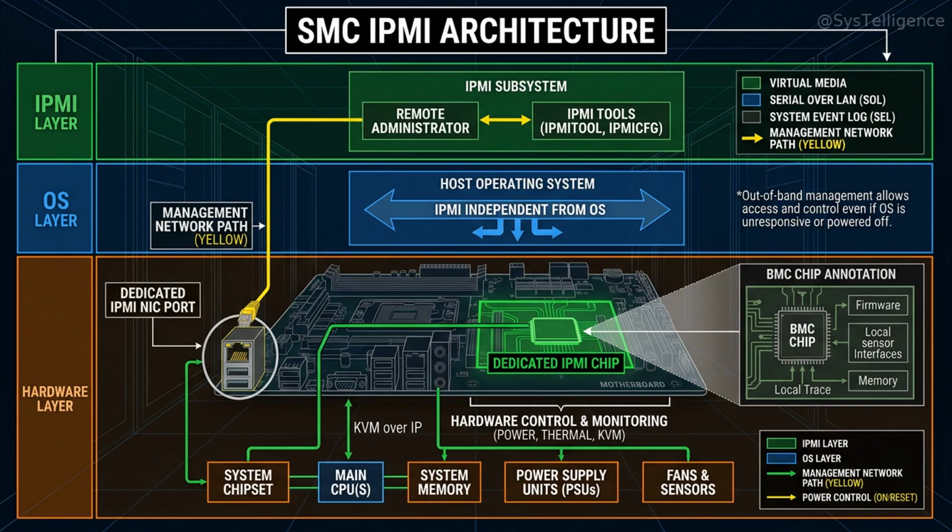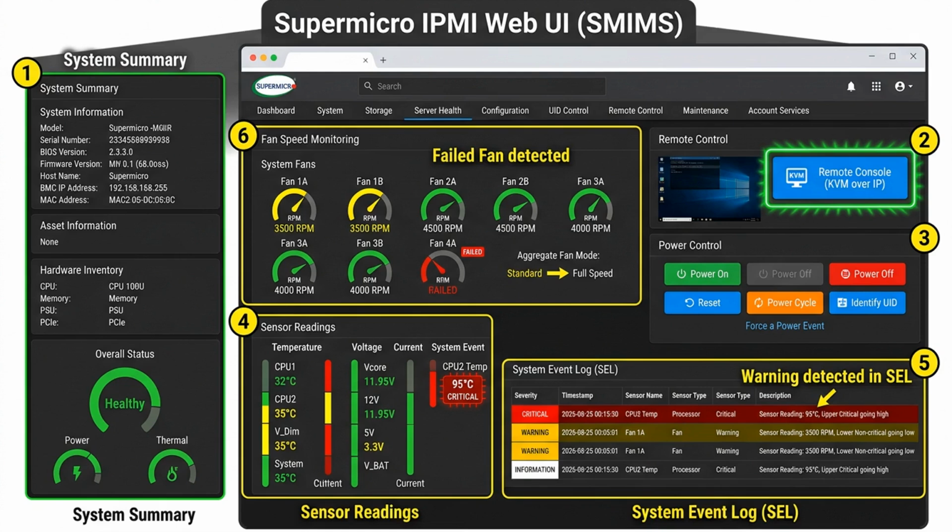SMC uses the industry standard IPMI 2.0 protocol. This makes ipmitool the primary management tool for all SMC servers. The IPMI network interface is called IPMI over LAN, or IPMI LAN. You connect to it using the ipmitool command with the lanplus interface. Understanding this architecture is essential before managing any SMC server.